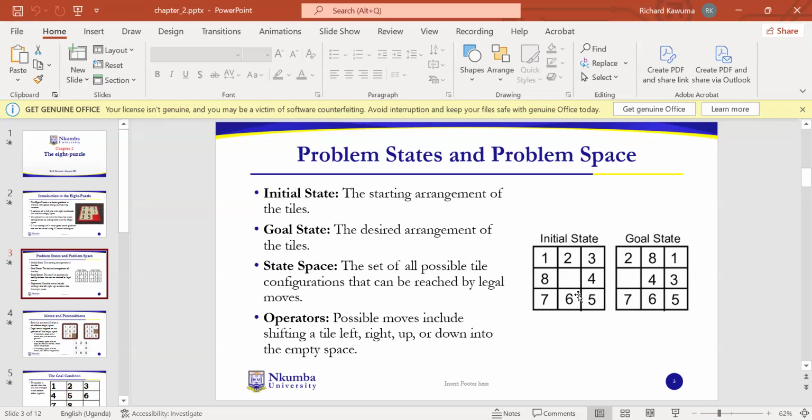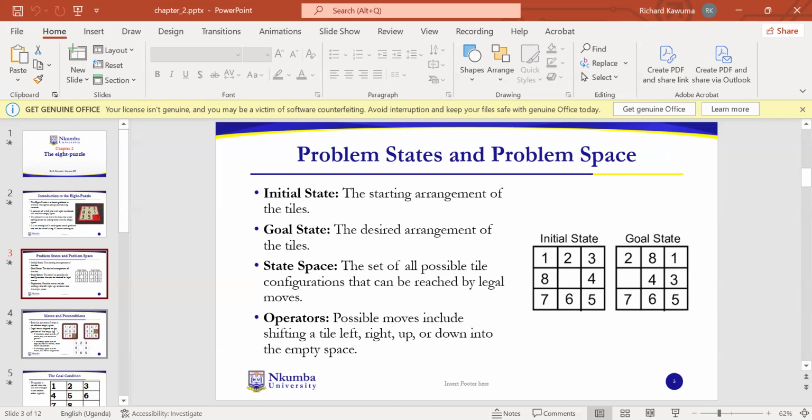State space: the set of all possible puzzle configurations that can be reached by legal moves. Then the operators, those are the possible moves, which include shifting a tile. So you can shift a tile to the left, to the right, up or down into the empty space.